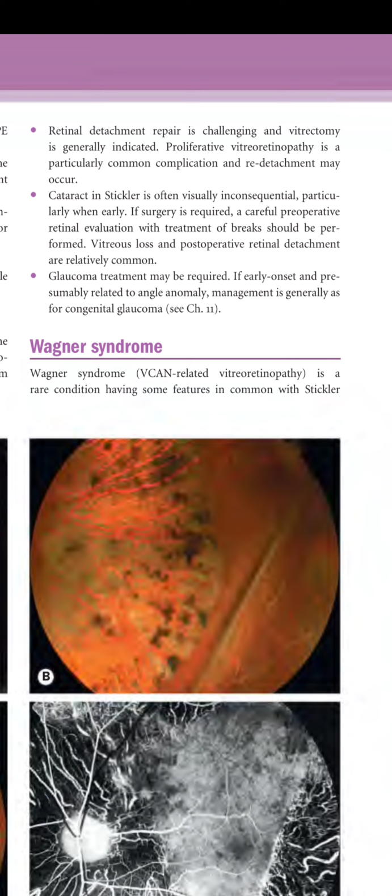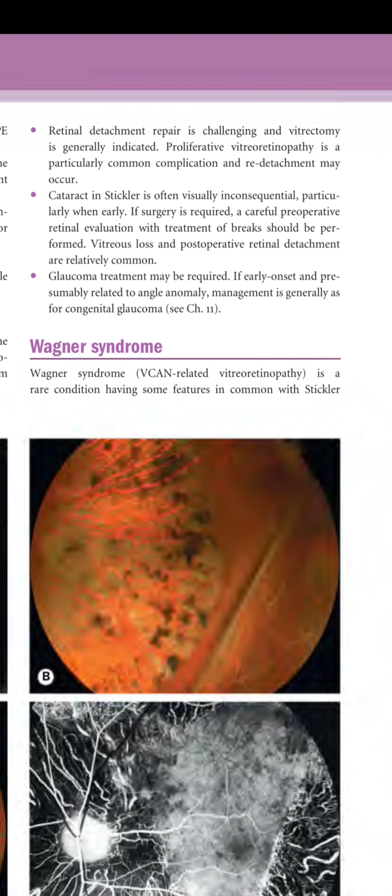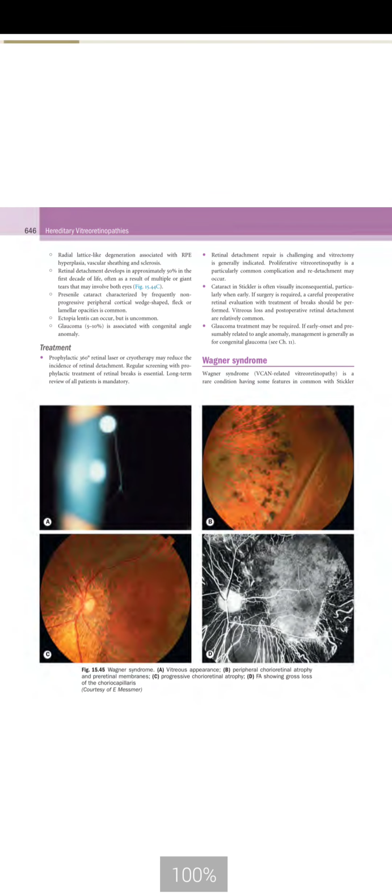Retinal detachment repair is challenging and vitrectomy is generally indicated. Proliferative vitreoretinopathy is particularly common. Complication of redetachment may occur. Cataract in Stickler is often visually inconsequential, particularly when early. If surgery is required, a careful pre-operative retinal evaluation with treatment of breaks should be performed. Vitreous loss and post-operative retinal detachment are relatively common. So if you are planning to do cataract surgery in a case of Stickler syndrome, you first treat the retina before going for surgery. Glaucoma treatment may be required if early onset and presumably related to angle anomaly. Management is generally as for congenital glaucoma.